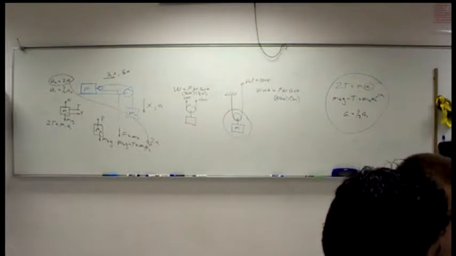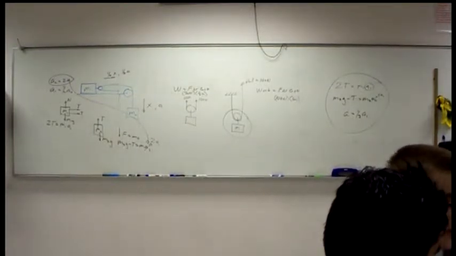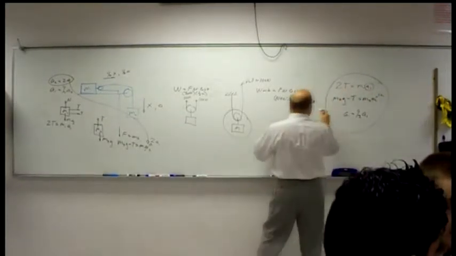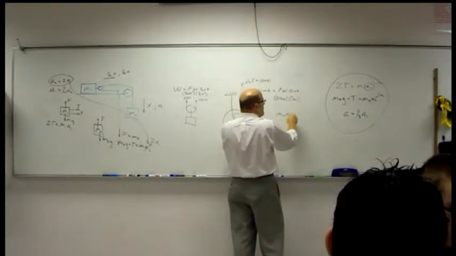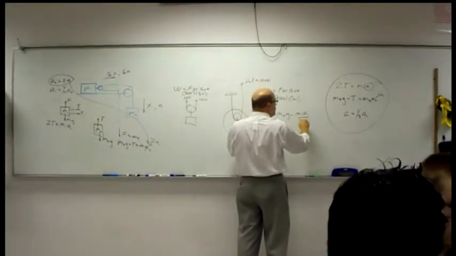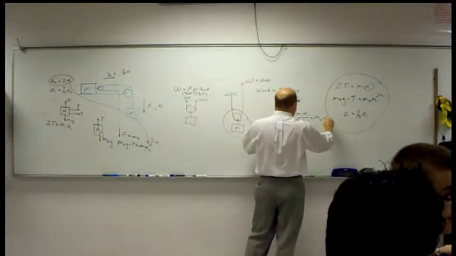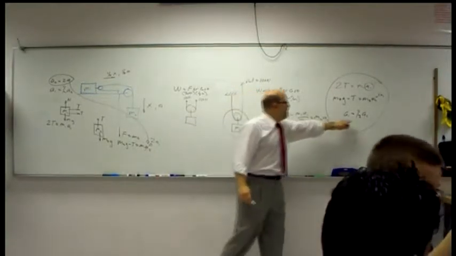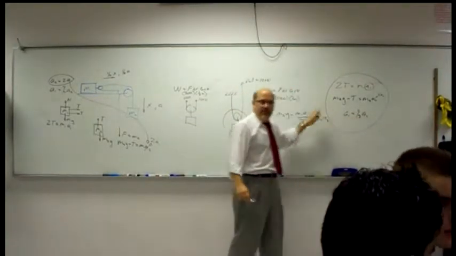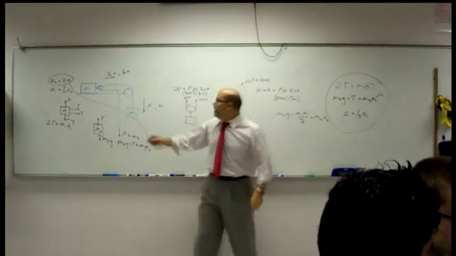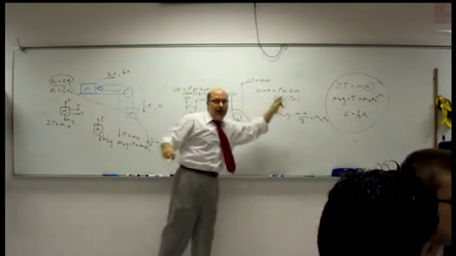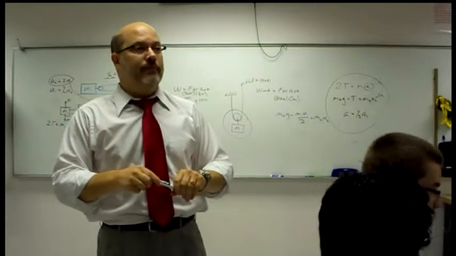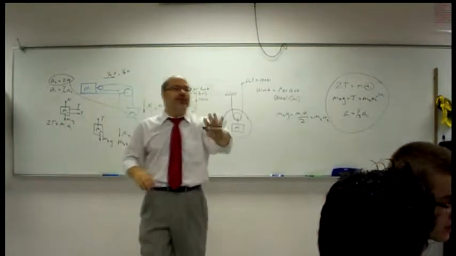Why can't I substitute it? Why can't you what? Why can't I substitute in both equations? You can. If you substitute this in here, you will get M2G minus M1A1 over 2 equals M2A2. The problem is I have an A1 and an A2. But remember, you're solving for the acceleration of this one, so you want A1. You can do it that way. Yeah, any which way algebraically you want to solve that, that's fine.